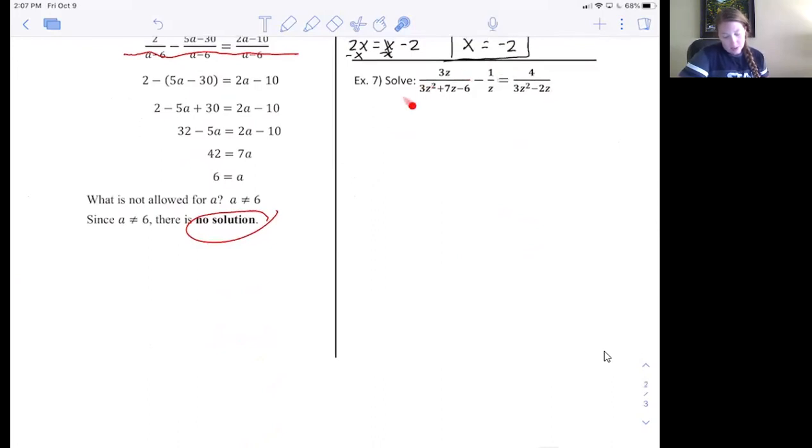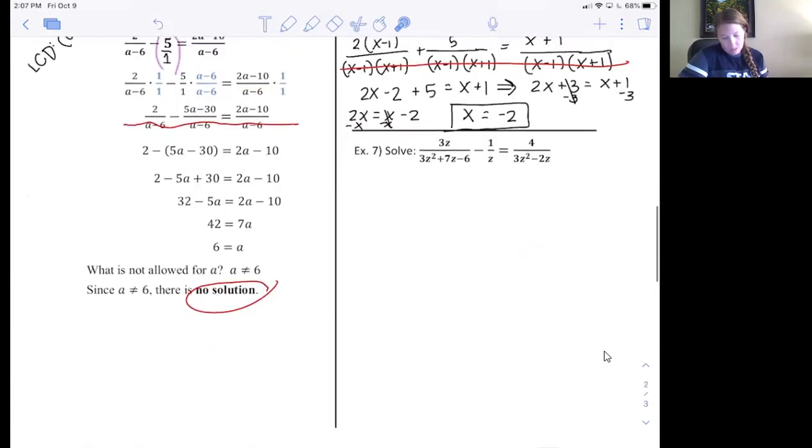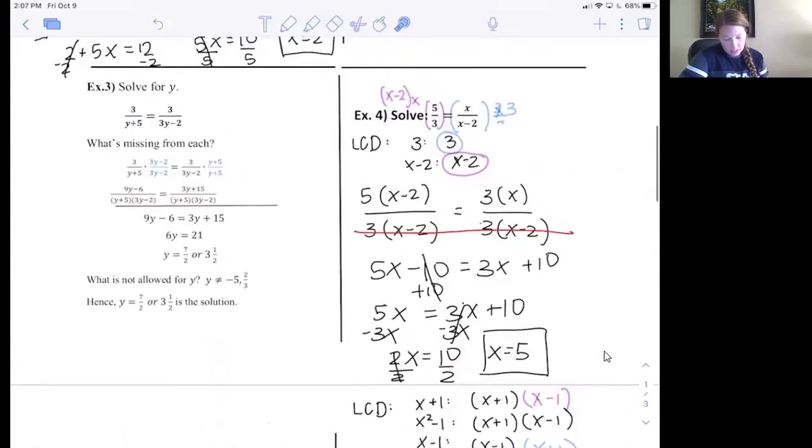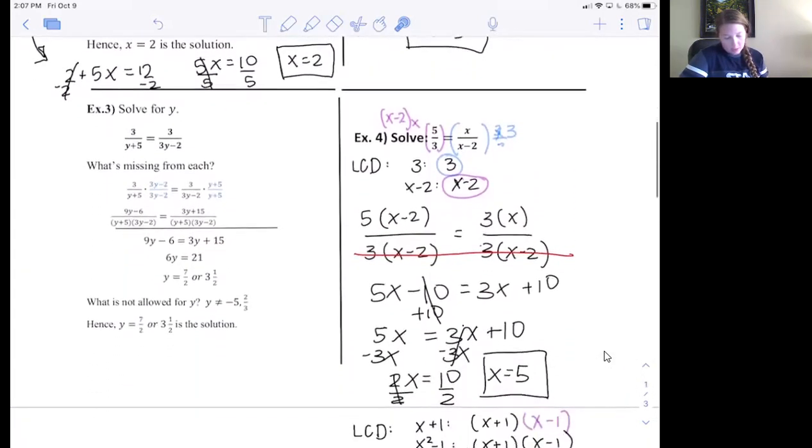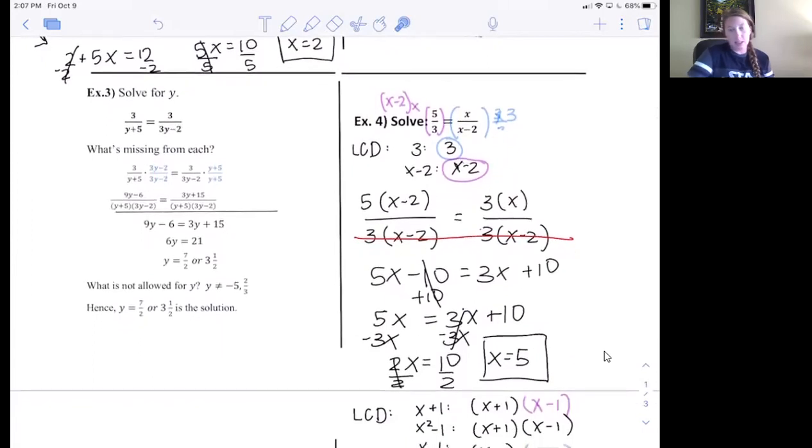This is going to be similar. You're just going to have to factor this out to find the LCD. So I'm not going to do this one, but it's going to be very similar to the rest. So that's it. The most important thing here is just finding the LCD. If you can find the LCD, this shouldn't be too bad.